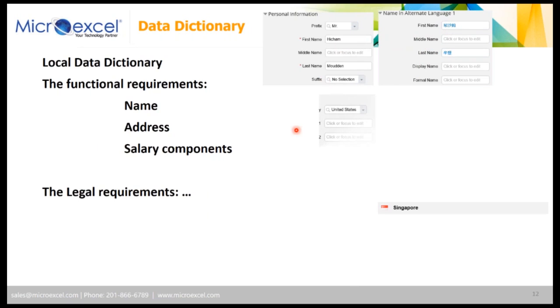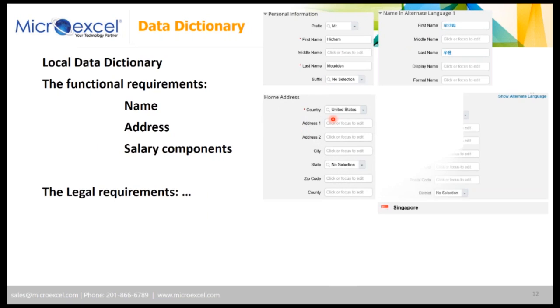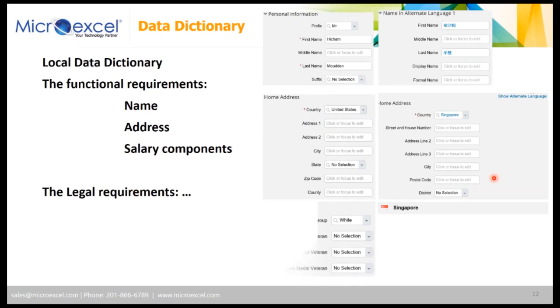Another one is the address, for example. If you look at the country address for the United States, it has a certain format. If you look at Singapore, for example, it's a different format of address. So again, the system is all set and already has quite a number of countries, or most of the countries, configured for that. The same goes for the legal and regulatory requirements.